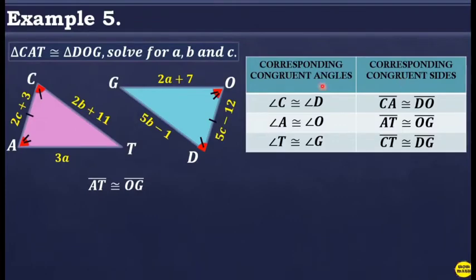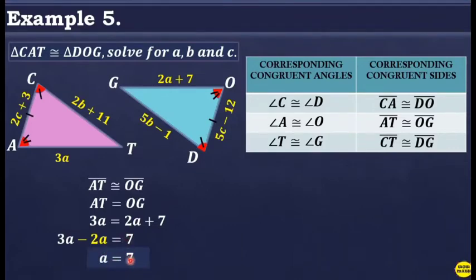So, let's solve first for A. So, for A, we have AT is congruent to OG. So, therefore, since they are congruent, they are equal. So, kunin natin itong measure ni AT. So, that is 3A. Kunin natin si OG, that is 2A plus 7. And then, let us solve. So, we have 3A minus 2A is equal to 7. So, we have A is equal to 7.